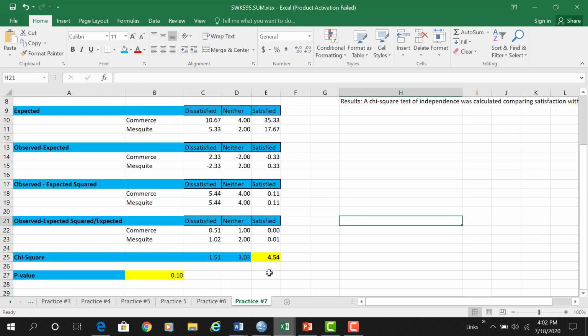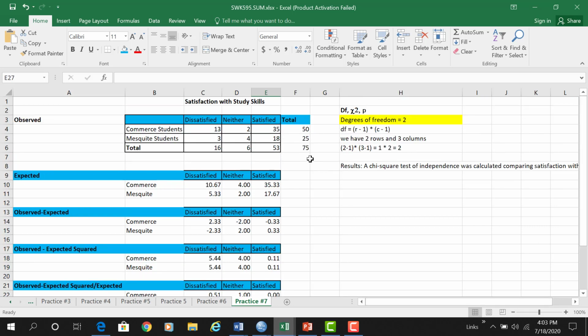All right, so our p-value is 0.10. So our p-value was not significant because generally we use 0.05, and so this one was not significant.